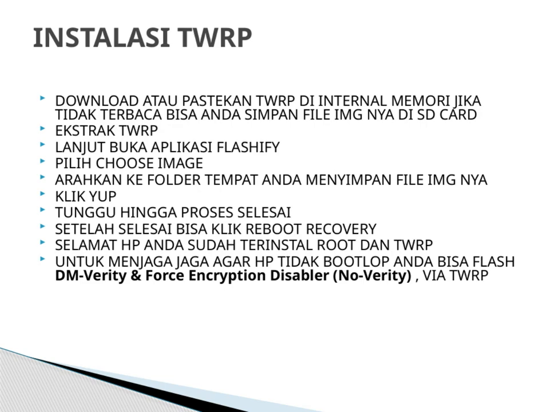First, download or paste the TWRP image file into your internal memory. If it's not detected, you can save the file on your SD card instead. Next, extract the TWRP file, then open the Flashify app. Choose the image option and navigate to where you saved the TWRP file. Click Yes and wait for the process to finish. Once done, reboot into recovery.